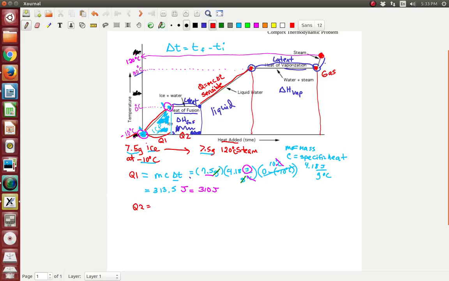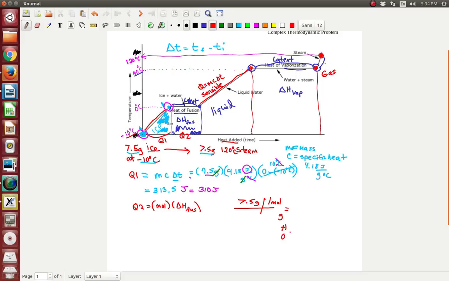Now, Q2 is in the latent heat of fusion area. So we have to use this formula: the moles times the delta H of fusion, the heat of fusion. Now, I don't have the moles of water, so I do need to change it over to moles. So 7.5 grams of ice or water and 1 mole of water. And so I need the molar mass. So I'm going to calculate that right down here so I can put it in that spot.